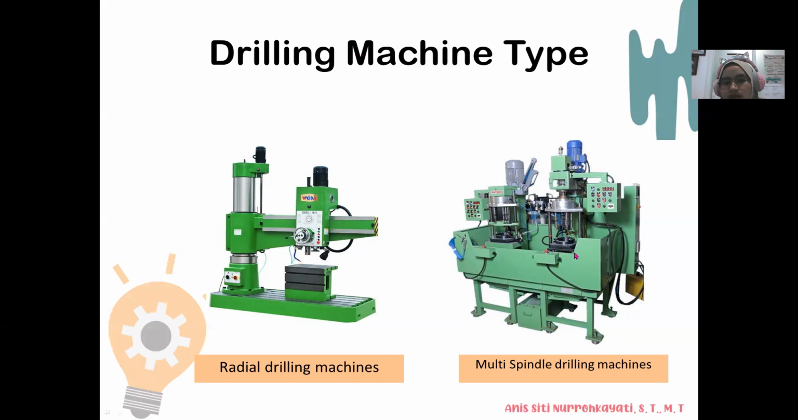In a multi-spindle machine, the spindle is more than one, so the drill is more than one too. So we can make holes in some workpiece.